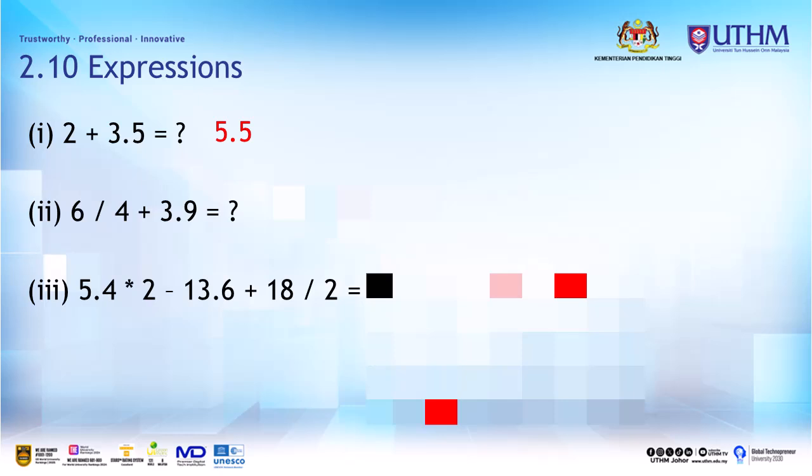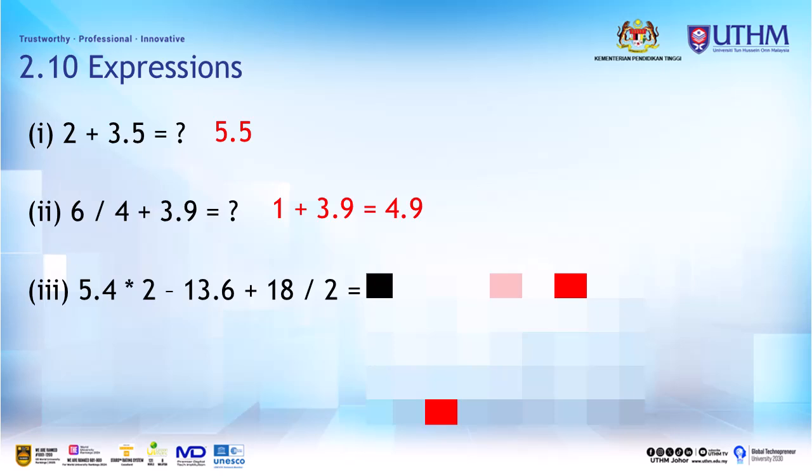Next, we evaluate 6 divided by 4 plus 3.9. The division 6 over 4 involves 2 integers, so C++ performs integer division discarding the decimal part. This gives us 1. Adding 3.9 to 1 results in 4.9. If you wanted 6 over 4 to produce a decimal result, at least one of the numbers should be a float, such as 6.0 over 4. This would yield 1.5 and the final sum would be 5.4.